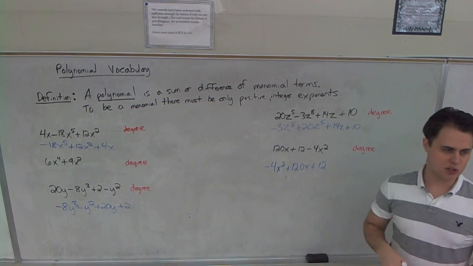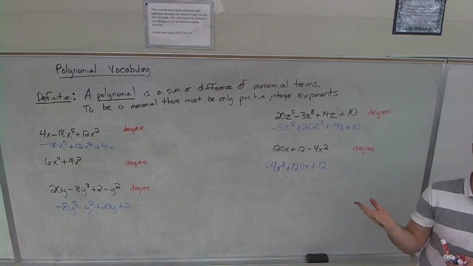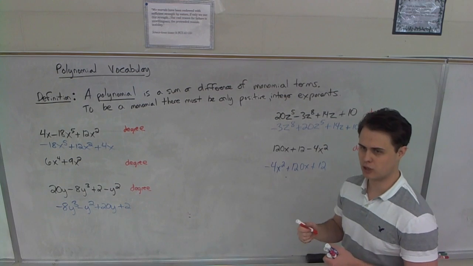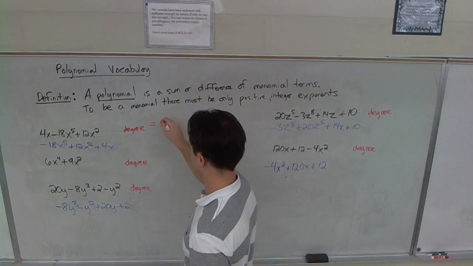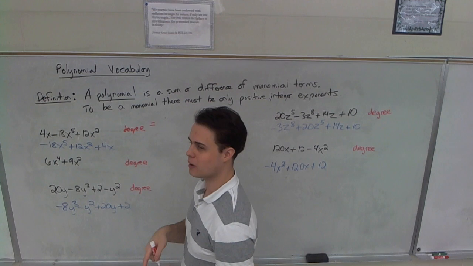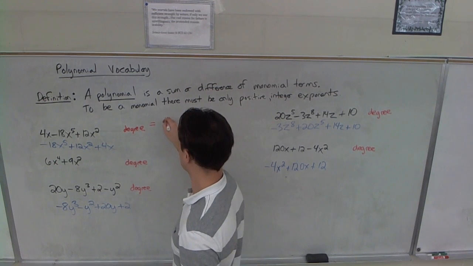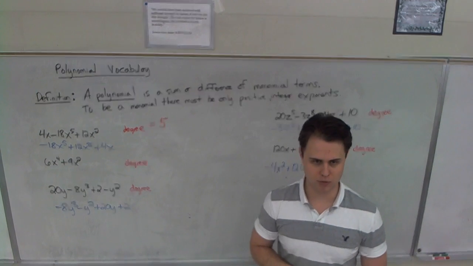So the degree is simply the highest power. So if it's in descending order, you've made your life real easy. So what's the degree on the first one, Caden? That's a coefficient. Degree is the highest power. Yeah, but just the power, just 5. Does that make sense? Yeah.